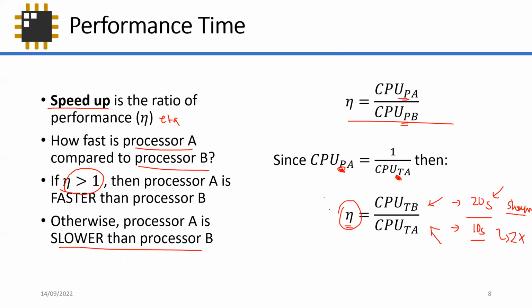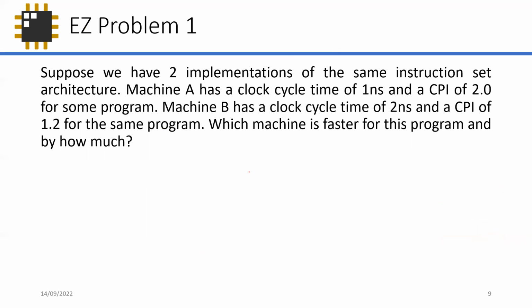So you don't have to think too much about the equations, but rather let's try to translate it into English because it's easier to understand. So two things: we have the CPU time and the speedup. That's the only thing we need to do, right? Okay, so easy problem one.